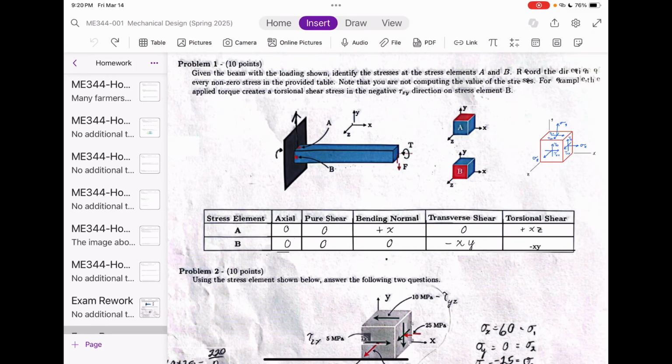In problem 1, we are given the beam with the loading shown. It's a long beam with a force at the end and a torsional force acting on the end of the beam as well. We are asked to identify the stresses at the stress elements A and B, and then record the direction of all these stresses in the provided table.